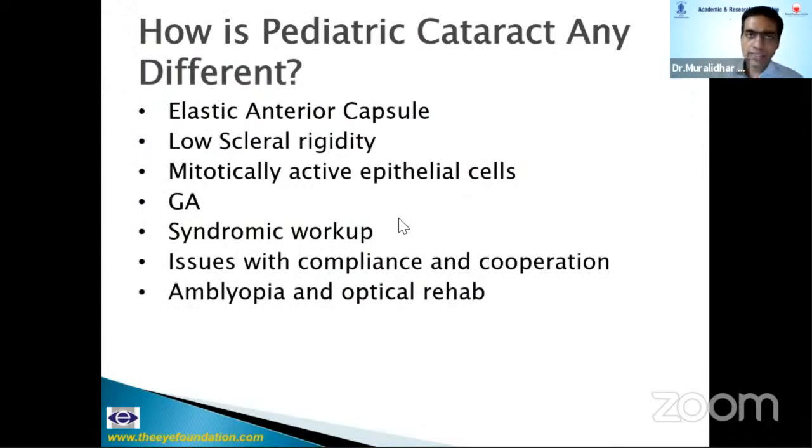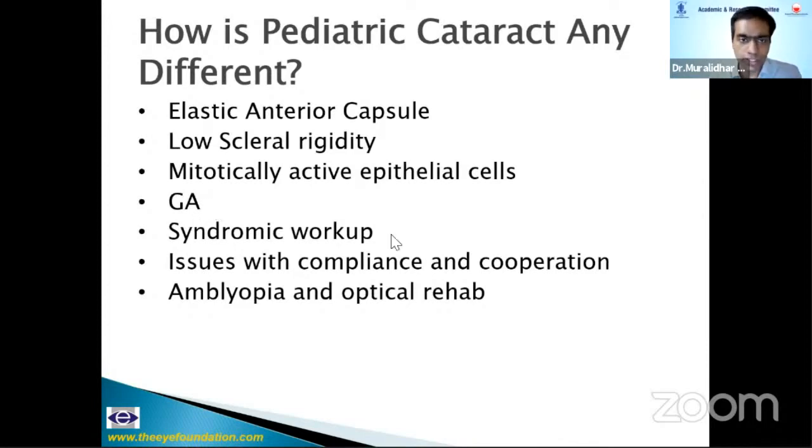So pediatric cataract is not an extension of the adult cataract per se. The anterior capsule is very elastic, tends to run away during rhexis. The scleral rigidity is low, which means that you need to suture these incisions, and there is a lot of vitreous upthrust that could also contribute to extension of the rhexis. The epithelial cells are mitotically very active, and even if you leave a small strand of cortex, you could trigger off a PCO, which may be visual axis opacification that may be difficult to manage.